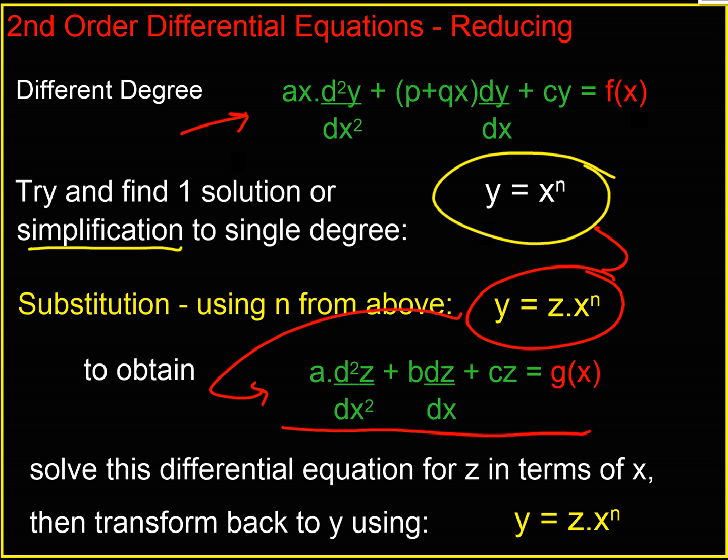I solve that for z in terms of x, and then I need to get back to y, so I use my substitution to get back to y. So there you have it. If you can find an x to the n solution, then you can use this method. Best of luck.